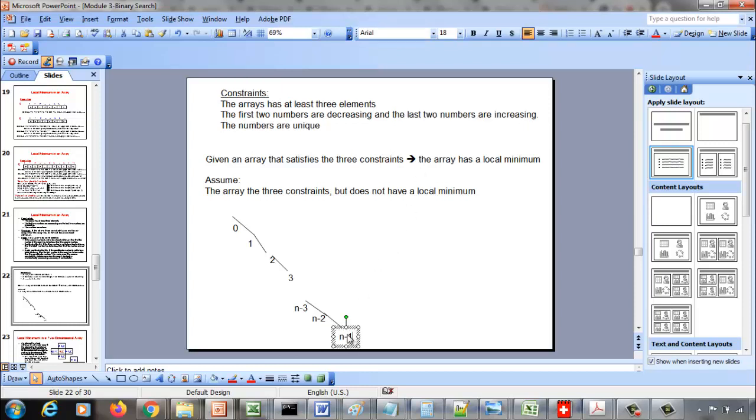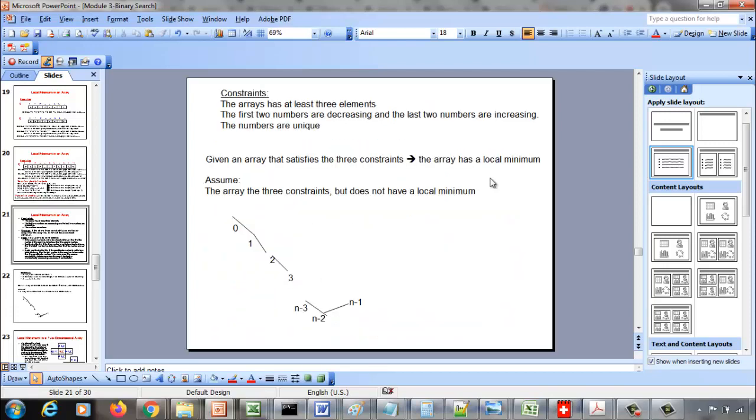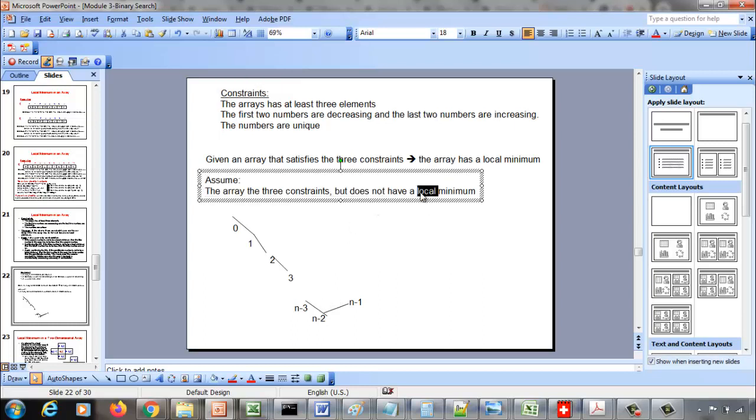That means the element at index n minus 1 should be greater than the element at index n minus 2, because the last two numbers are increasing. As you see, negative 8 and then the 10 increases. So if you want to maintain this property, then we see that the element at index n minus 2 becomes a local minimum, and that's a contradiction to our assumption that even if the three conditions are satisfied, the array does not have a local minimum.